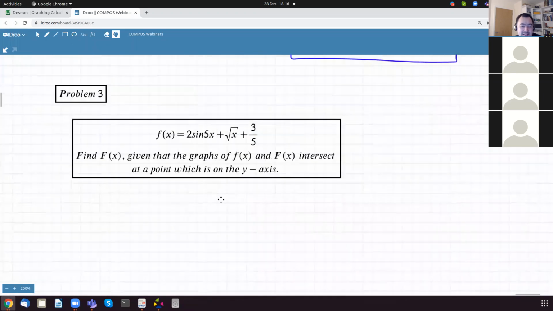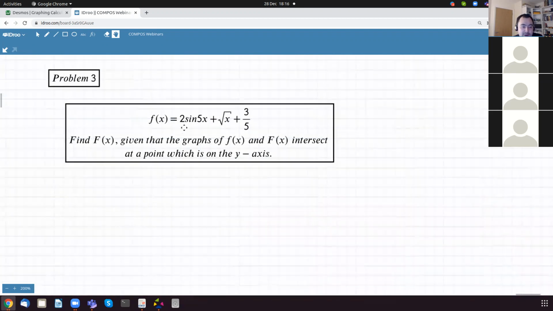Problem 3. Well, it's sort of similar. I'll just go quickly through that. So you're given a function. Find the primitive function, F of x, given that the graphs intersect at a point which is on the y-axis. So what does that mean?